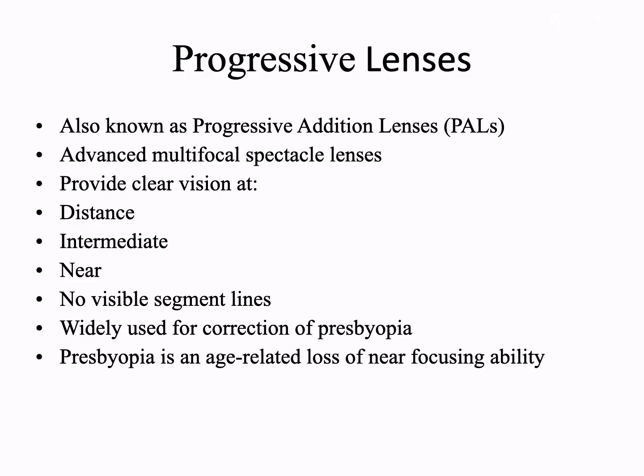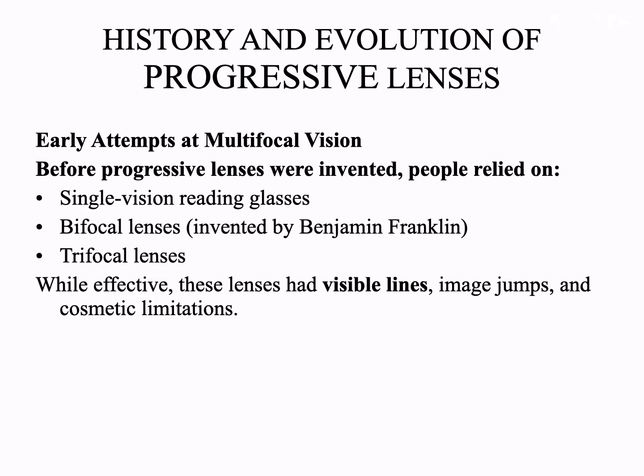Now coming to the history and evolution of progressive lenses. Before progressive lenses were invented, people relied on single vision reading glasses, or on bifocal lenses, which were invented by Benjamin Franklin, and trifocal lenses. They were very common before progressive lenses were invented. These lenses all had visible lines, image jumps and cosmetic limitations, while in progressive lenses, all these things are taken care of.